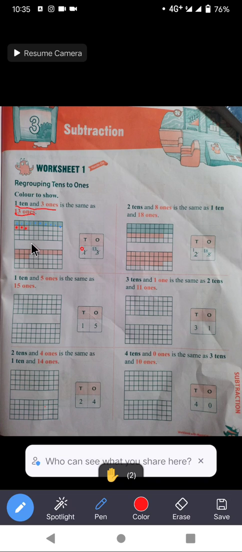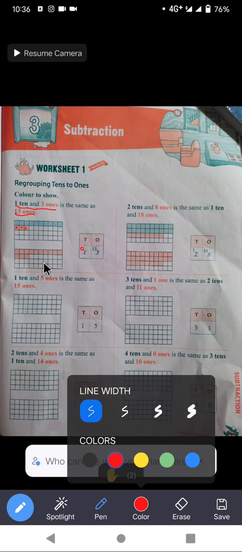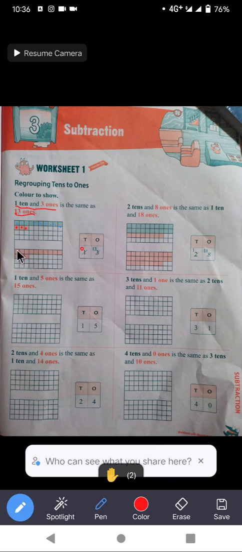Now I have to fill here in this ones. How many ones do we have? 13 ones. So let's fill with red color here. 1 2 3 4 5 6 7 8 9 10 11 12 13. Here I have filled 1 ten and 3 ones. After regrouping this 1 ten and 3 ones, we will get 13 ones. So 13 ones we will color here, 13 squares.